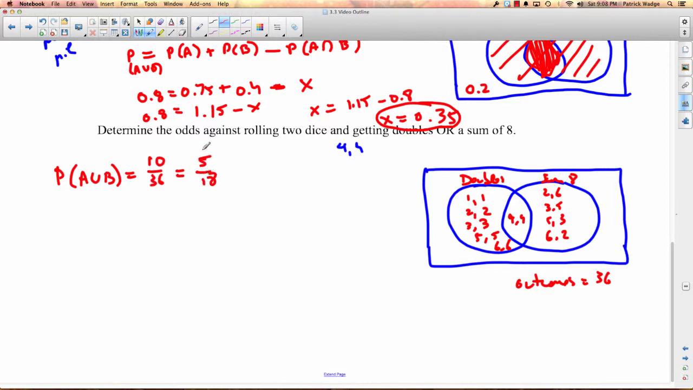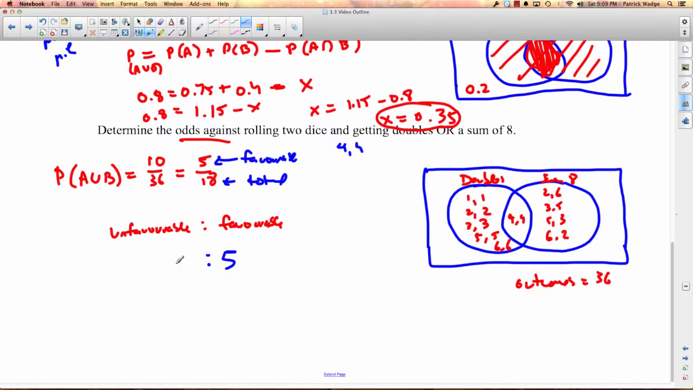So this is a probability, but what we're interested in is the odds against. Odds against means unfavorable outcomes compared to favorable outcomes. And what we have here is a probability where the top number is the favorable outcomes and the bottom number is the total. So I see favorable showing up in both cases, so I can put a 5 there. What's the unfavorable number of cases? Well, if the total is 18, and the favorable is 5, then the unfavorable must have been 13. So 13 to 5 are the odds against.